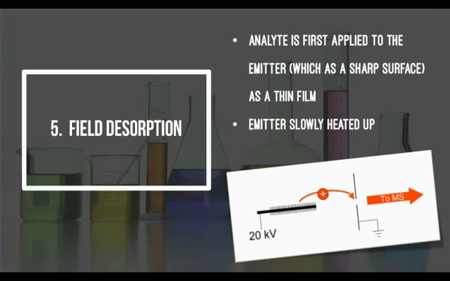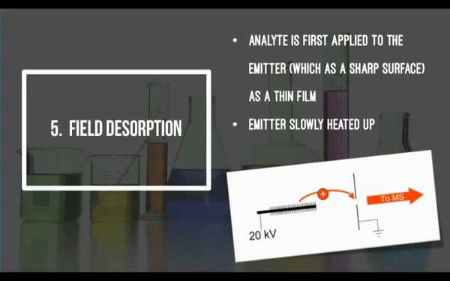Field desorption is another method of forming ions. An analyte here refers to a substance whose chemical constituents are being identified. In the procedure of field desorption, this analyte is first applied as a thin film to an emitter with a sharp surface. The emitter is then slowly heated up, causing a high electric field to pass through. This process results in the ionization of low vapor pressure materials that are then desorbed into the mass spectrometer.